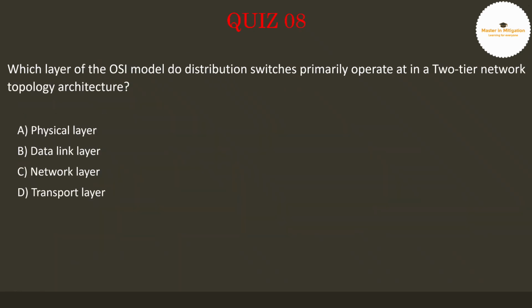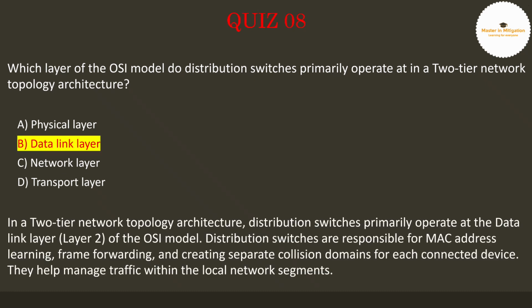Okay, let's go to question 8. Which layer of the OSI model do distribution switches primarily operate at in a two-tier network topology architecture? Pause the video now to select the best answer. Okay, the answer is B, data link layer. In a two-tier network topology architecture, distribution switches primarily operate at the data link layer, layer 2, of the OSI model. Distribution switches are responsible for MAC address learning, frame forwarding, and creating separate collision domains for each connected device. They help manage traffic within the local network segments. Let's move on to the next question.